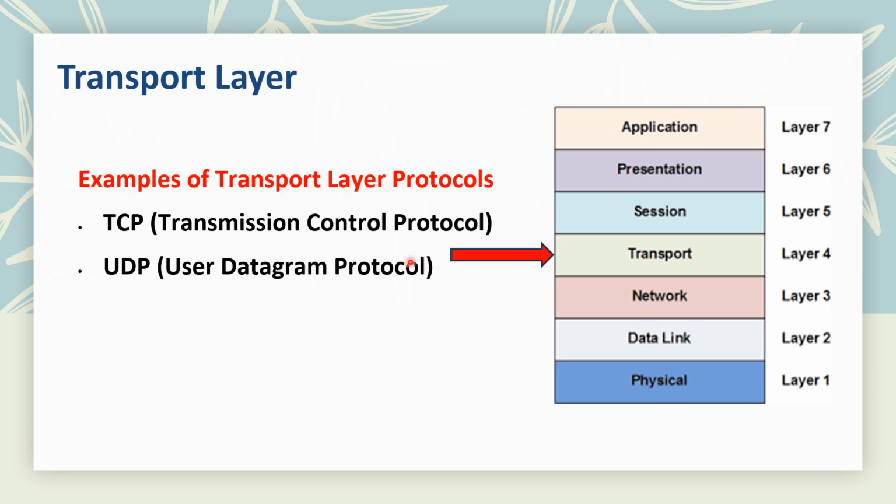The two important protocols in the transport layer are TCP, Transmission Control Protocol, and UDP, User Datagram Protocol. TCP provides a reliable, ordered, and error-checked delivery of data. It is used for applications like web browsing and email where accuracy is crucial. User Datagram Protocol is faster but less reliable than TCP. It is used for real-time applications like online gaming or video streaming, where speed is more important than perfect accuracy.